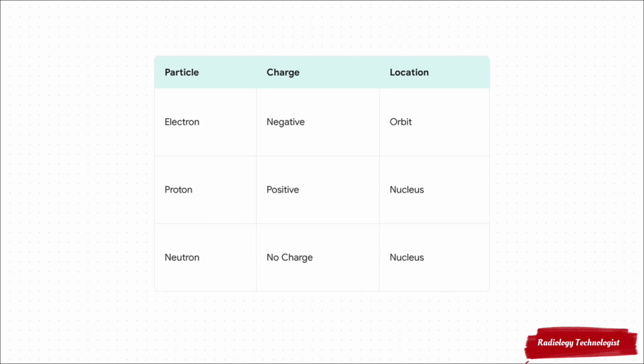Now, atoms themselves consist of three subatomic particles: electrons, protons, and neutrons. Each of these players has a specific charge and a specific location. Electrons carry a negative charge, and they orbit around the outside of the atom. Protons carry a positive charge, and neutrons, well, they have absolutely no charge at all. They're entirely neutral. And both protons and neutrons are located together right in the very center of the atom.